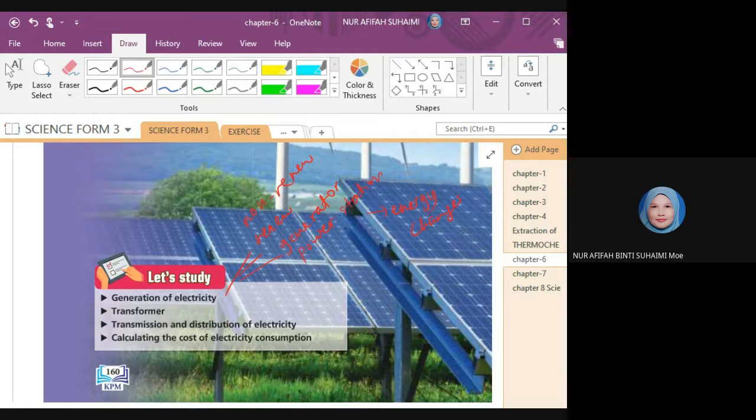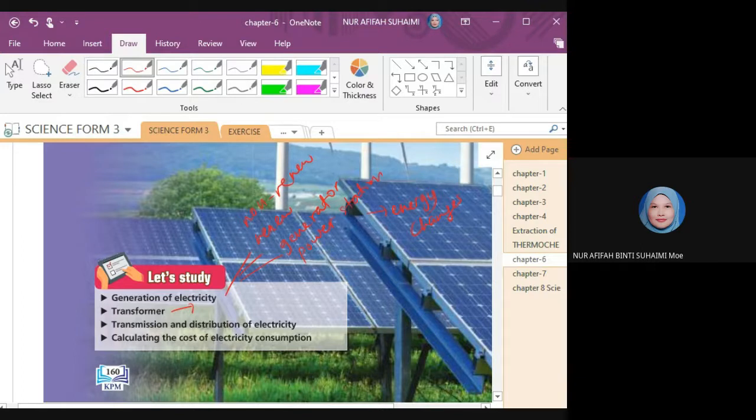Second unit, transformer. Okay, transformer, recall balik tentang generator. So transformer ni basic dia adalah generator lah. Okay. Transformer is built up from soft iron core, magnet, okay, permanent magnet, and also the solenoid, coil of wire or turns of wire.